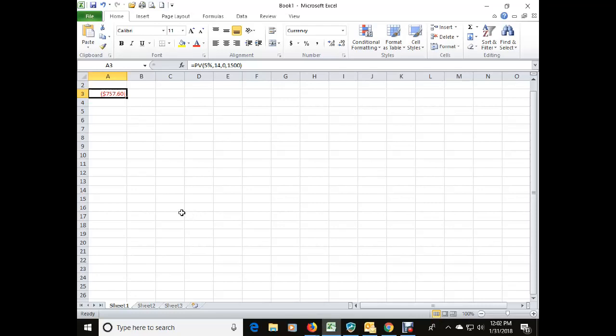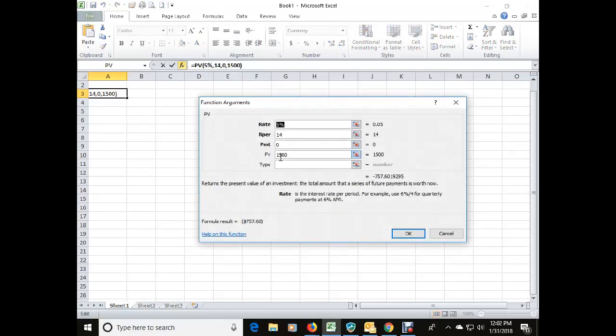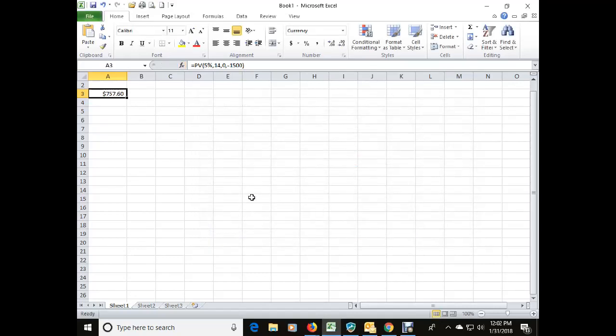$757.60. You'll notice that the number is negative, and the purpose for that is that the present value and the future value need to be in different signs. If one is positive, the other one needs to be negative. So if we go back in here and we change the future value to a negative 1,500, you'll notice that that changes it to a positive. That will become important later on, but at this point, just recognize that one has to be positive and the other one will always be negative.